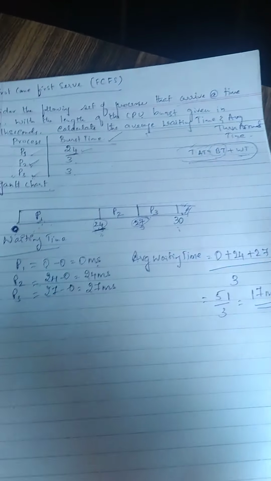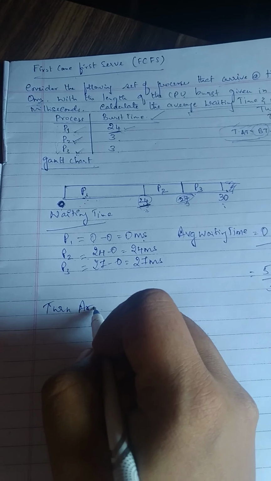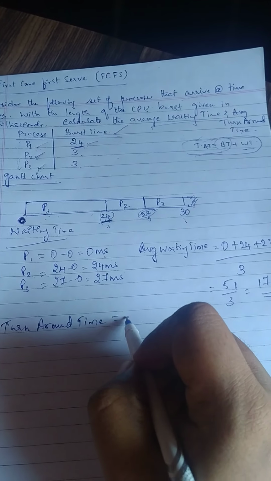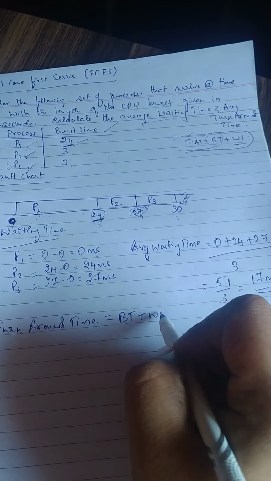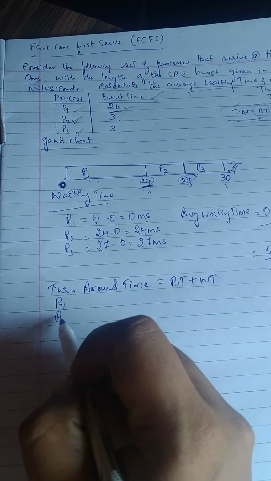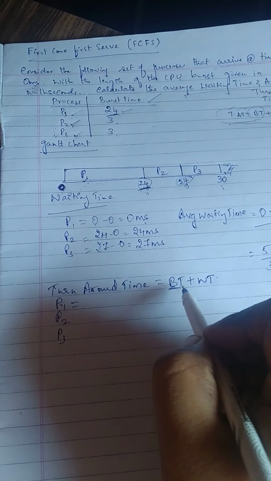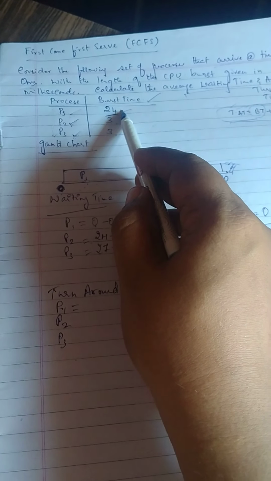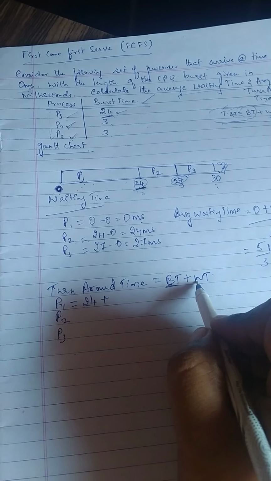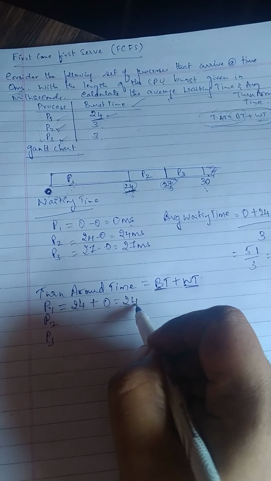Now you have to calculate the turnaround time. So what is the formula for the turnaround time? Turnaround time is nothing but burst time plus waiting time. So for each of the processes you have to calculate. So turnaround time for P1, P2, P3. P1. What is the burst time for P1? Burst time for P1 is given in the question. It takes 24 milliseconds. And what is the waiting time for P1? That is 0. So it is 24.